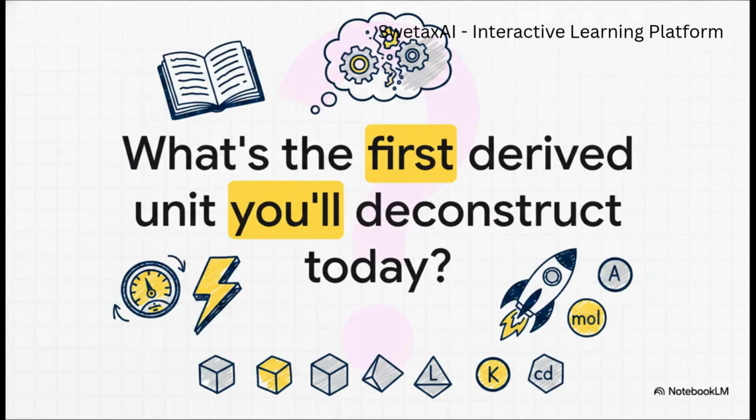So here's my challenge to you. Next time you open your physics textbook, don't just read it. Go on a hunt. Find the derived units, find pressure, find work, find momentum, and break them down. See if you can trace them all the way back to those 7 fundamental components. So what's the first one you're going to tackle?